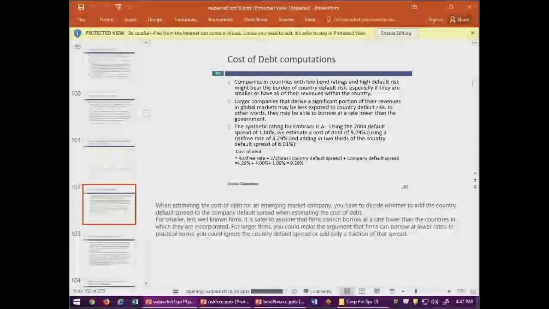So you have two Nigerian companies. One gets all its revenues in Nigeria, and the other gets half its revenues in Europe and half in Nigeria. The latter is going to have a lower cost of equity because the equity risk premium is going to be lower, not because its beta is going to be lower. Thank you. You're welcome.